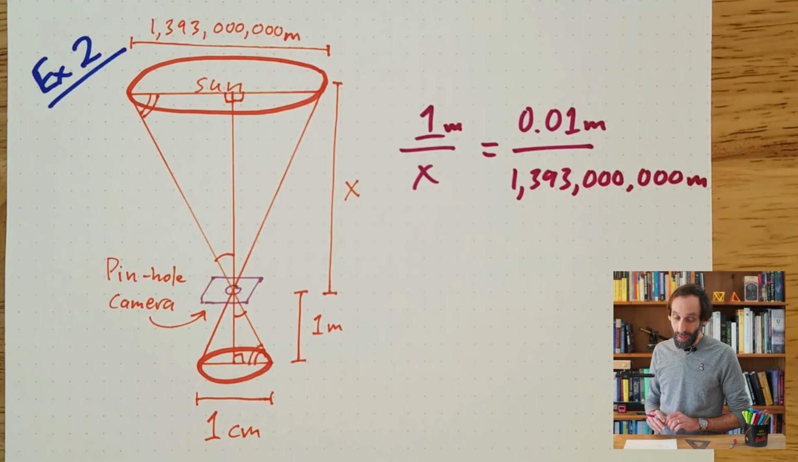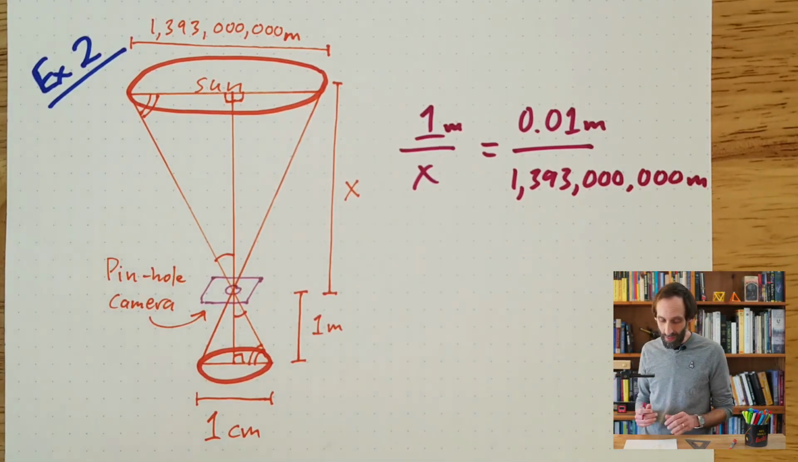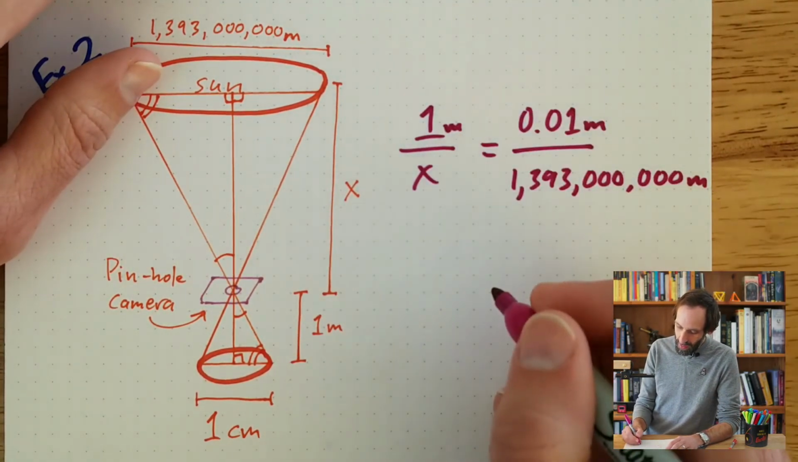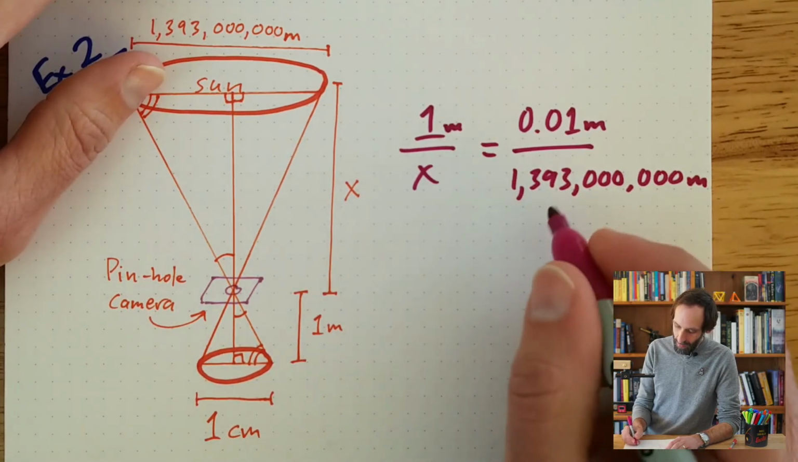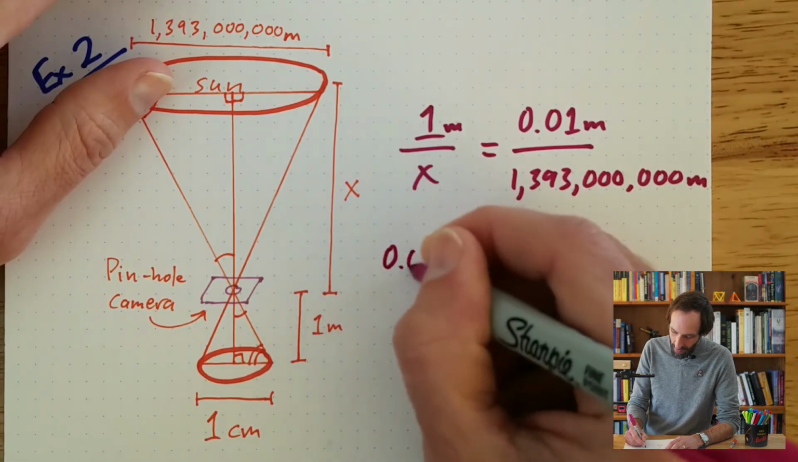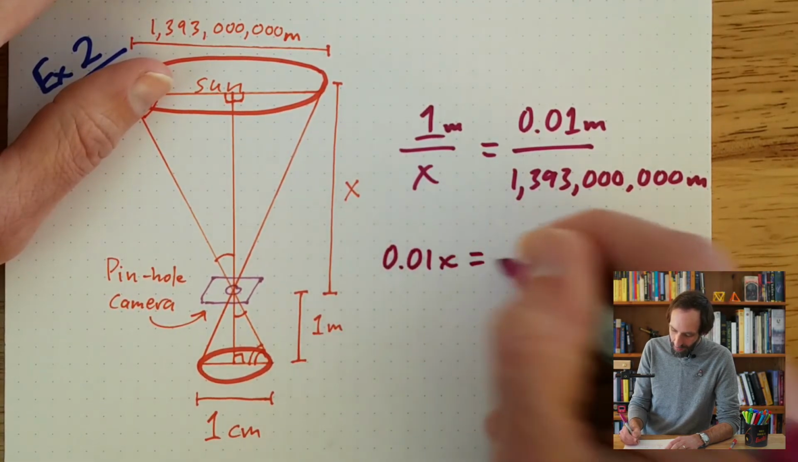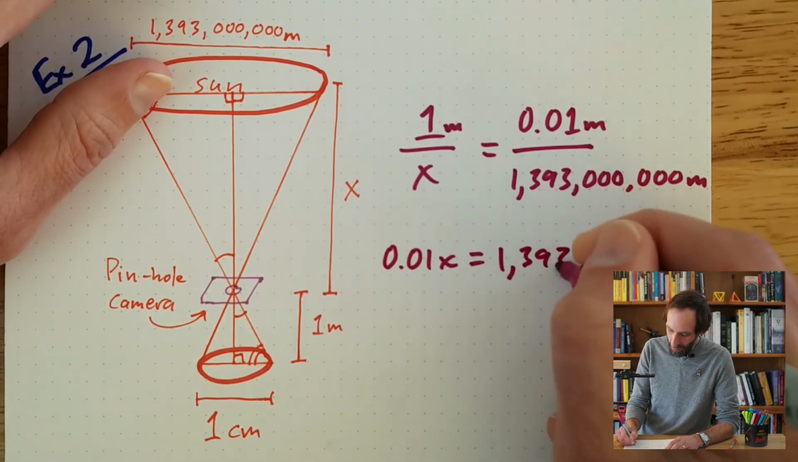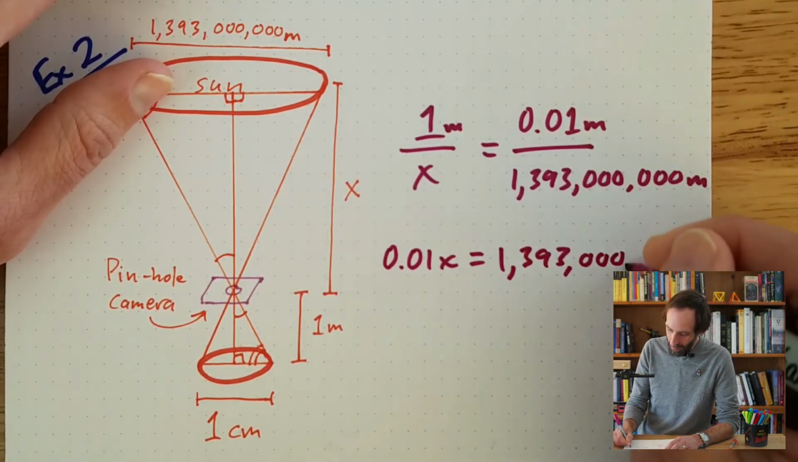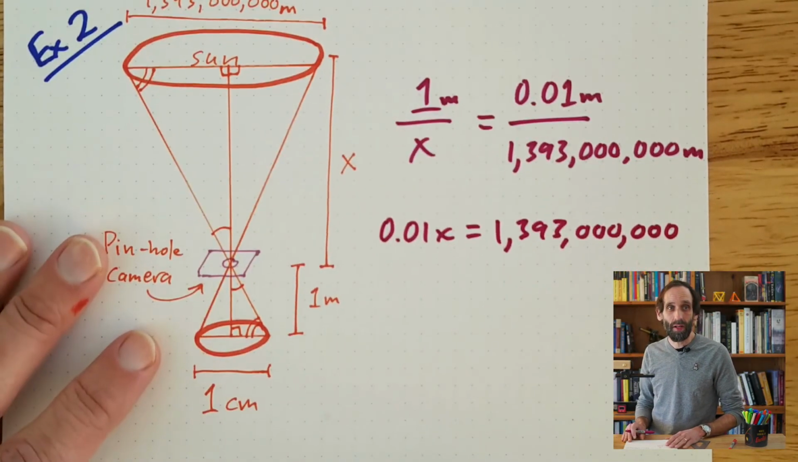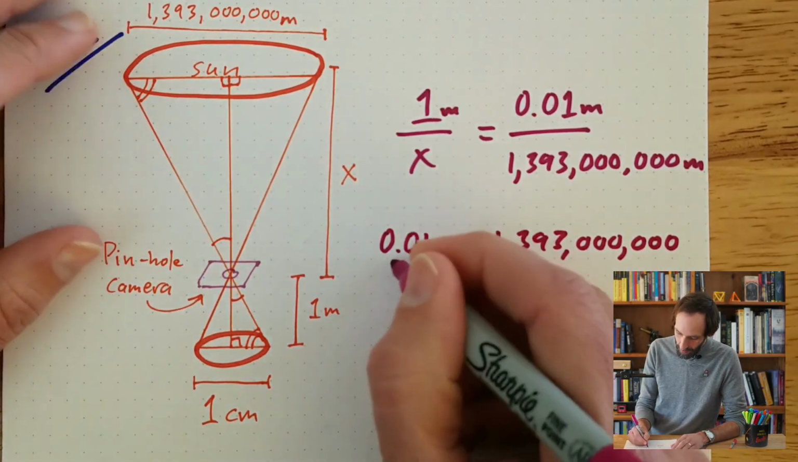Okay, so those are our fractions. That's our setup. Now we can cross multiply and we can find out how far the sun is away from the Earth or the pinhole camera. Okay, we cross multiply here. Of course, we're going to get just this number. And we cross multiply here, we're going to get that we have 0.01x is equal to 1,393,000,000. Now I'll divide both sides by 0.01.